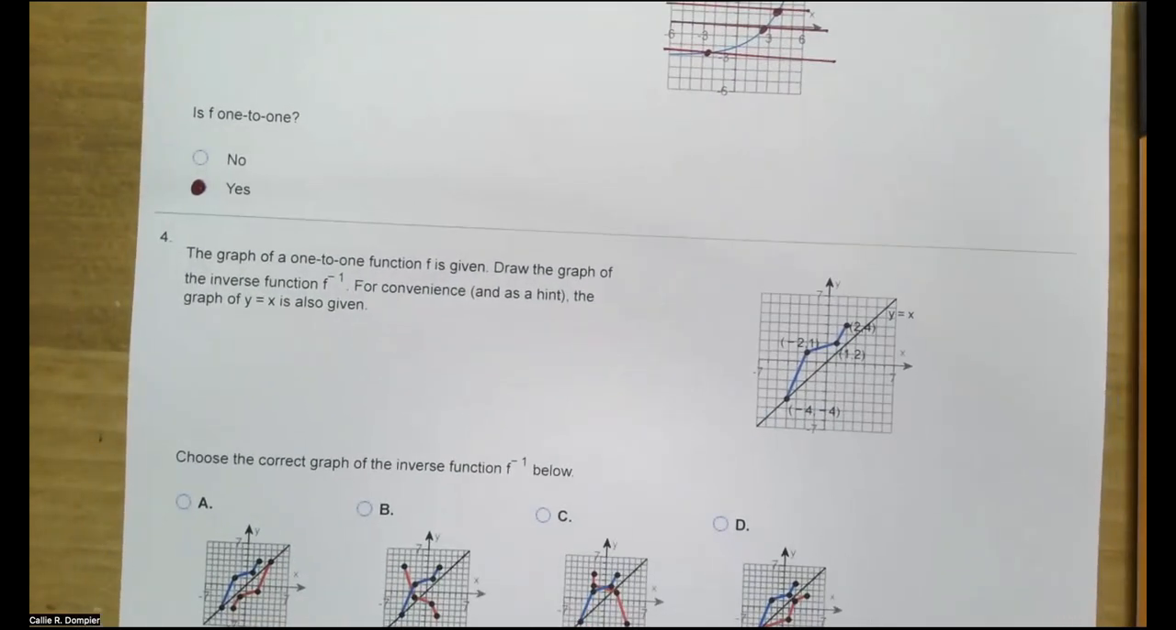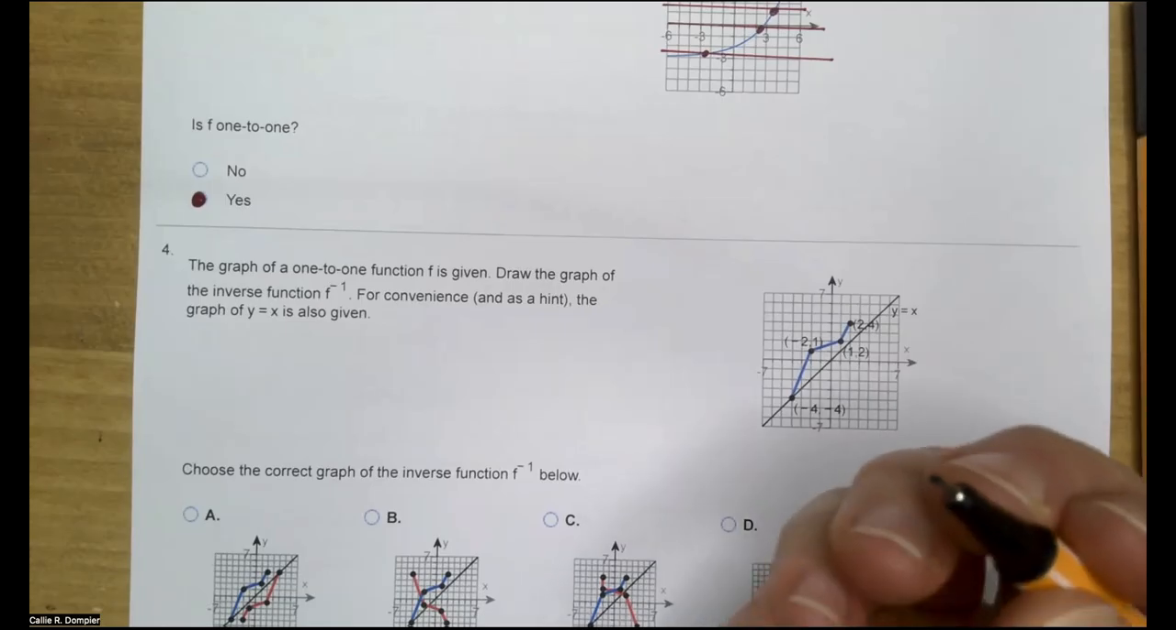All right, here it says the graph of a one-to-one function is given. We know it is one-to-one. Draw the graph of the inverse function. They also gave us the graph y equals x, because that would be the line of symmetry for a function and its inverse. So remember that to find the inverse function, you take every x and y and you flip them. So in this case, we have 4 points. We have the point 2, 4.